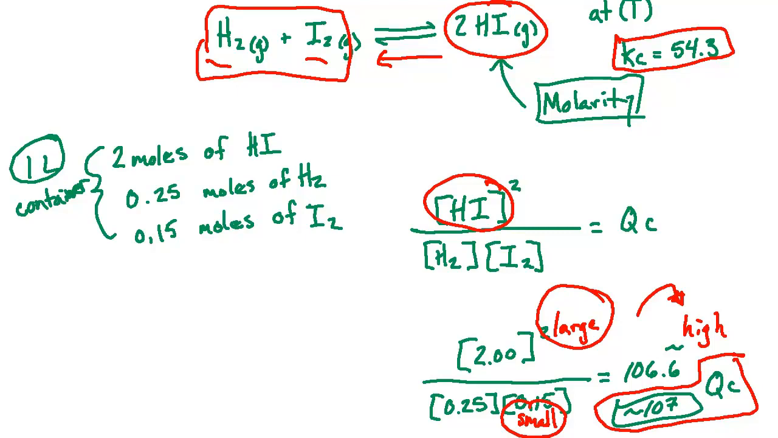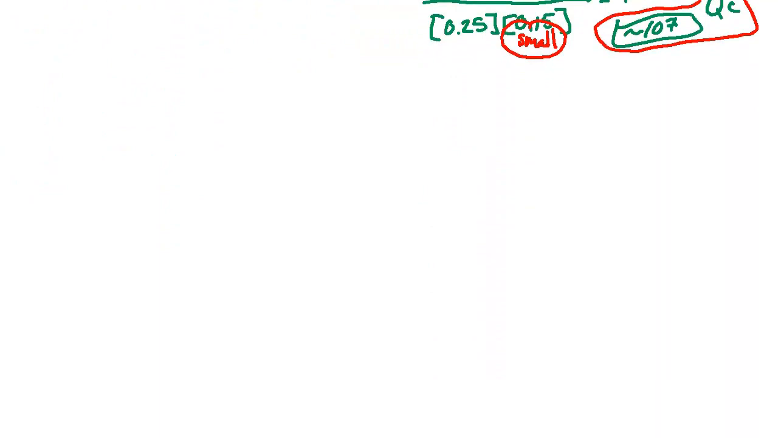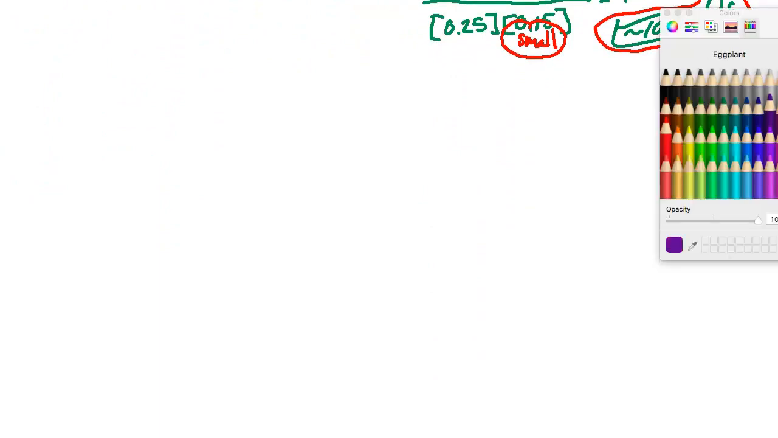Okay, I can take the concentrations at any point and find what Qc is. If I know Qc, I can compare it logically to Kc, and then I can determine whether I'm at equilibrium or I need to shift one direction or the other to establish that. So let's make ourselves a nice little reminder down here in relation to that.